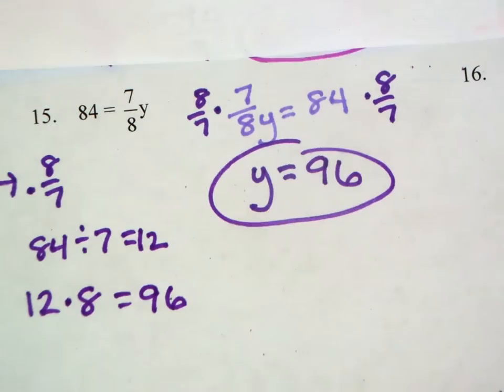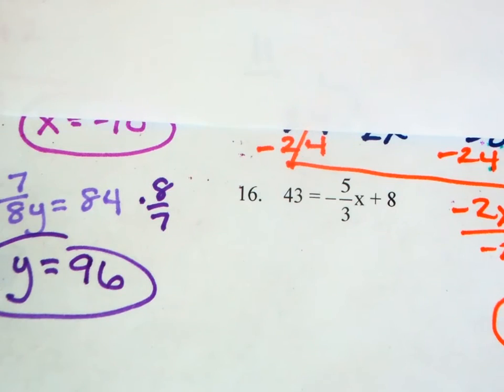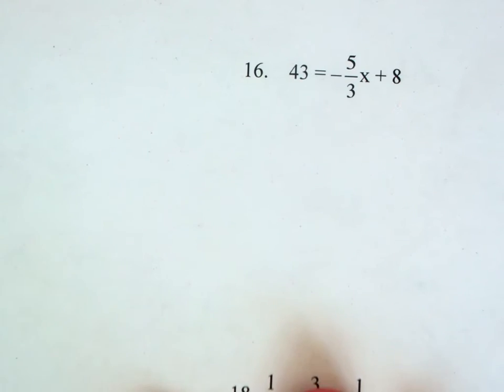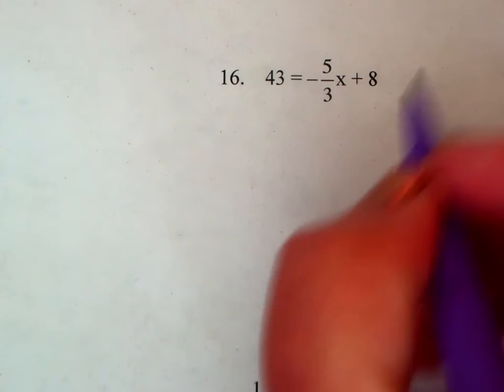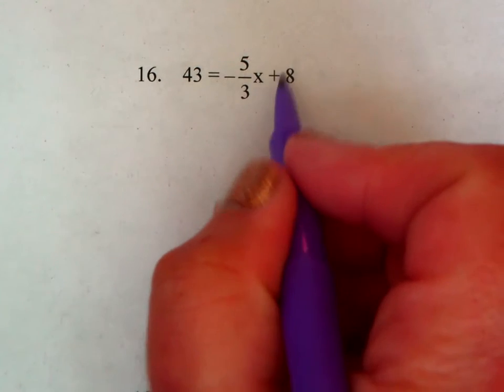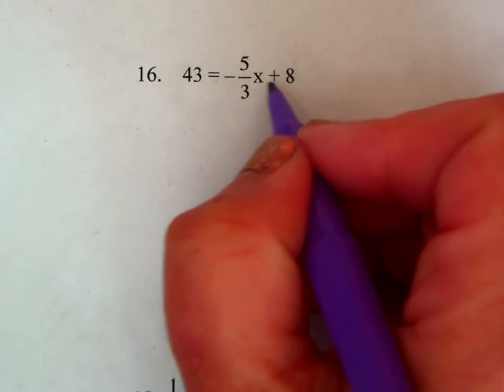Okay, 3 more problems here. And I think I'm going to go ahead and use the other page so you can see these a little better. All right, 43 equals negative 5/3 x plus 8. Now, again, if you want to move it over, that's fine. I'm going to work on this side and move things over here this time.